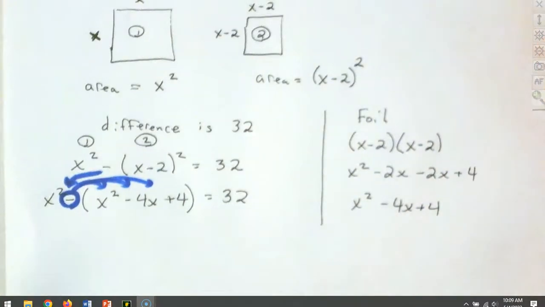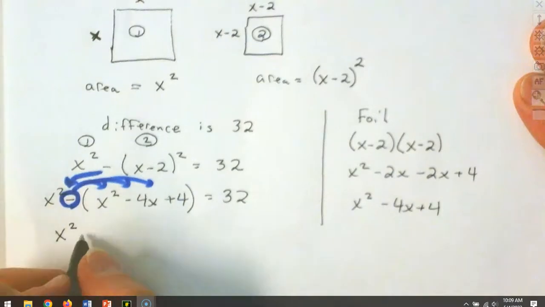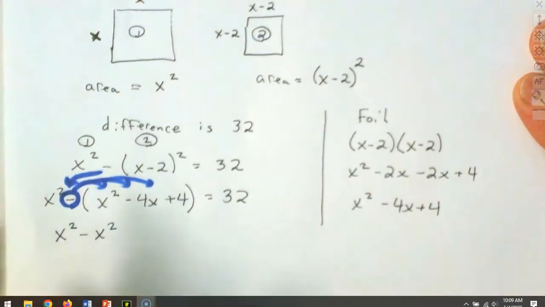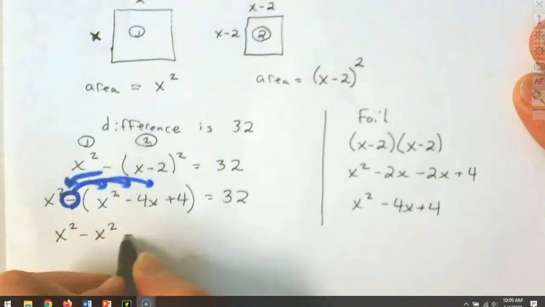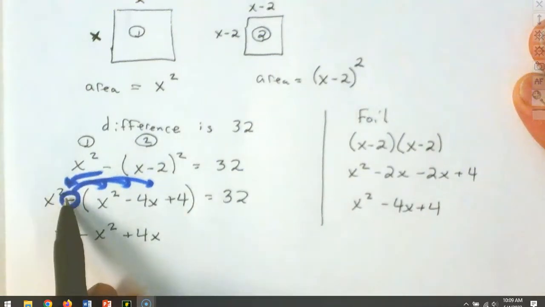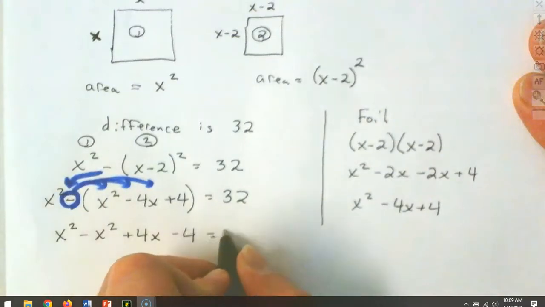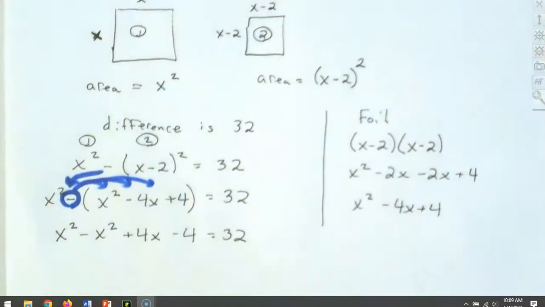And forcing that negative through, we then get x squared minus x. Negative and negative makes it a positive 4x. Negative and positive makes it a minus 4, and that equals 32. These are just keeping track of things. It's not difficult. It's just rewriting, and making sure we don't make a mistake.